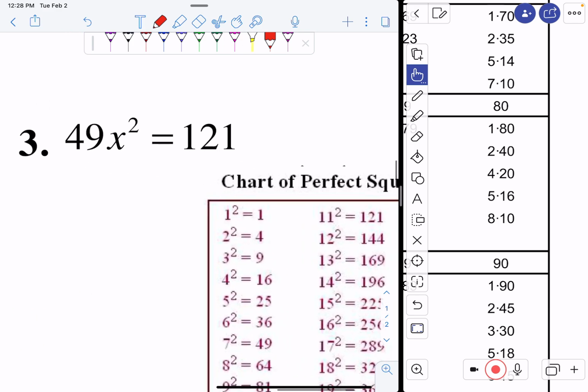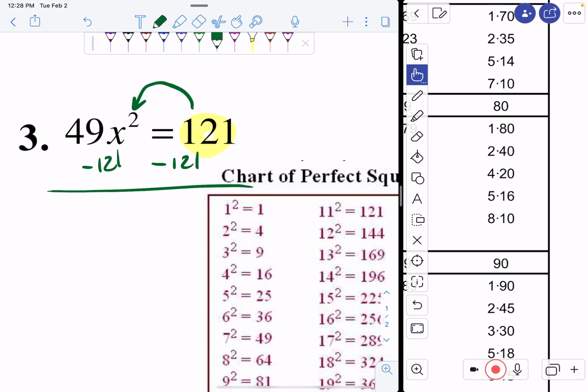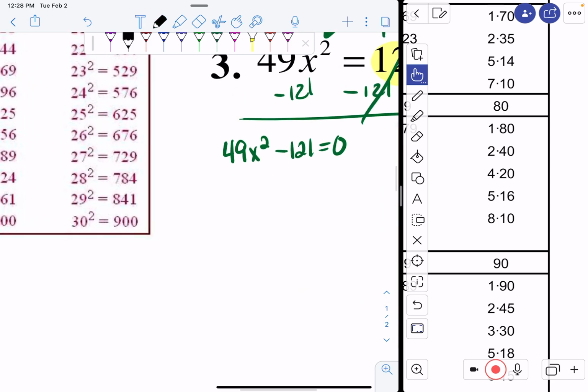Now our next example, I have 49x squared equals 121. Again, it's not equal to 0, so I have to get rid of my 121 by subtracting. So I have 49x squared minus 121, and that's going to be equal to 0. So I have to ask myself, what makes 49? 7 and 7. So do your two sets of parentheses.